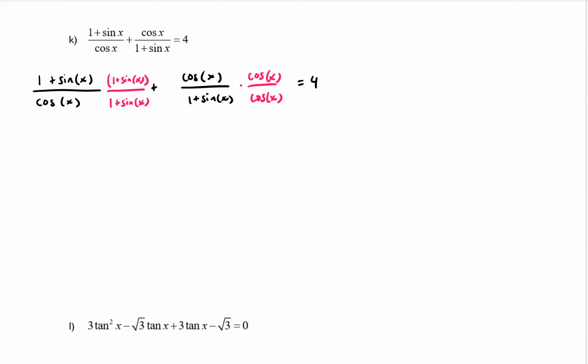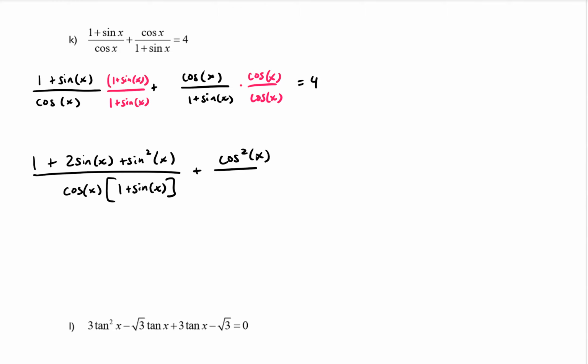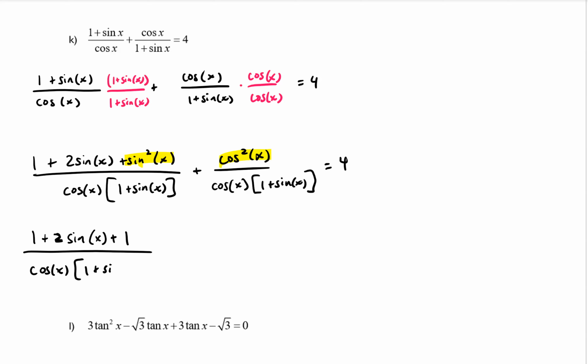So if I simplify, I'll get 1 plus 2 sine of x plus sine squared x over cosine of x times 1 plus sine of x, plus cosine squared x over cosine of x times 1 plus sine of x. And that is equal to 4. So now I can combine those and add them since they have the same denominator. So I'm going to have 1 plus 2 sine of x plus, notice that if I add sine squared x plus cosine squared x, that's the Pythagorean identity. So that becomes 1 over cosine of x times 1 plus sine of x. And that is equal to 4.